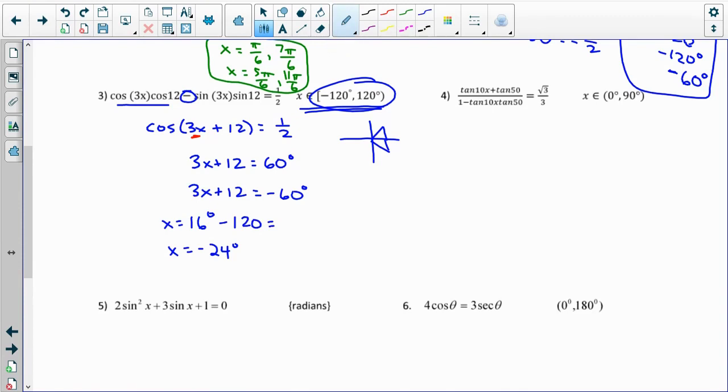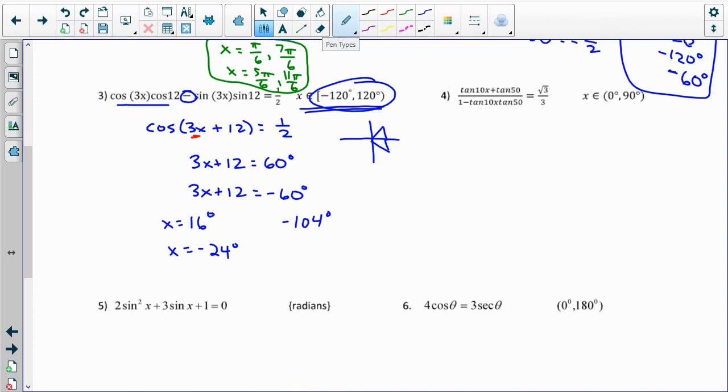If I subtract 120, then I get 16 minus 120 is negative 104. That's within negative 120 to 120. So I do have another answer that ends up working out. In addition to 16, I get 16 and negative 104.